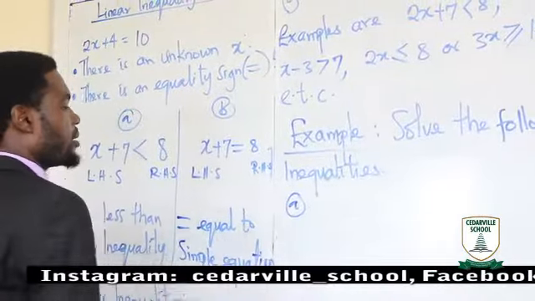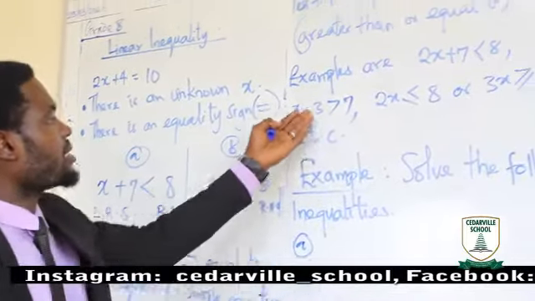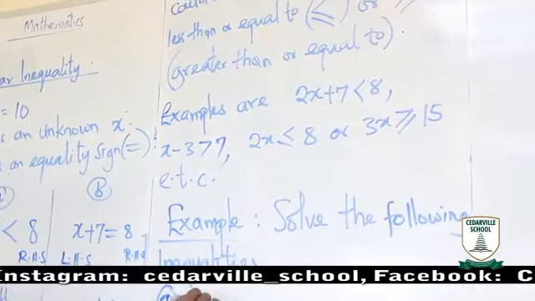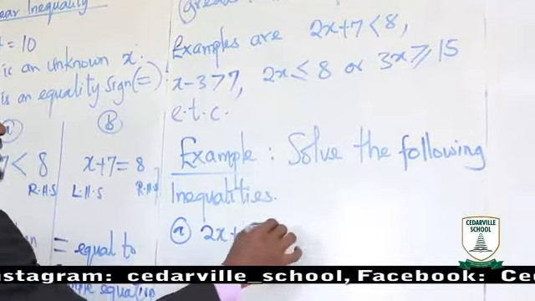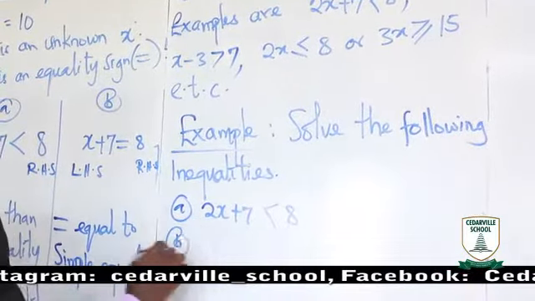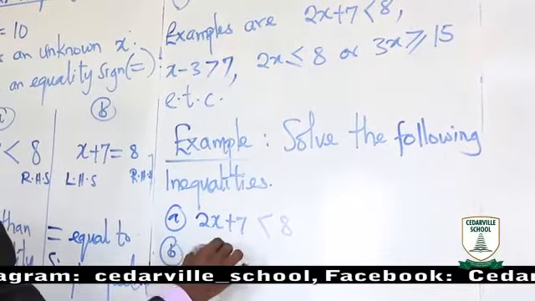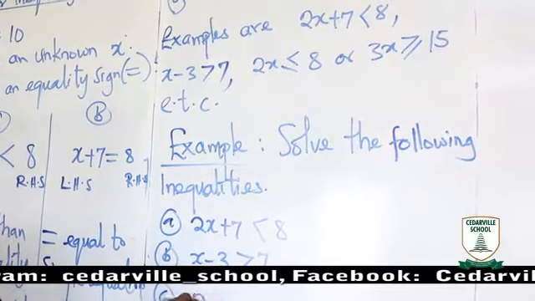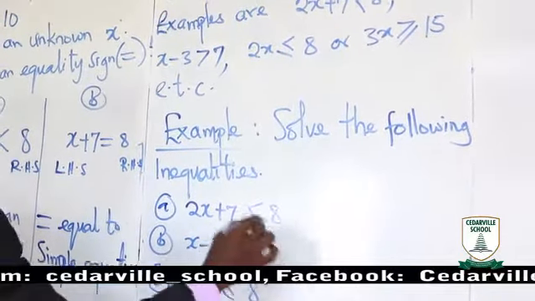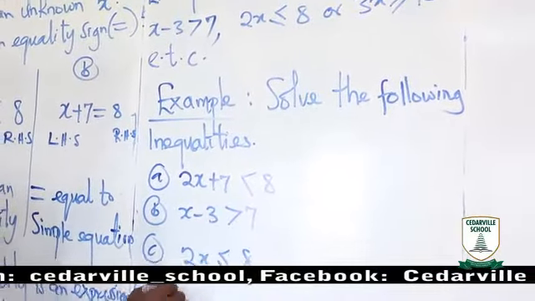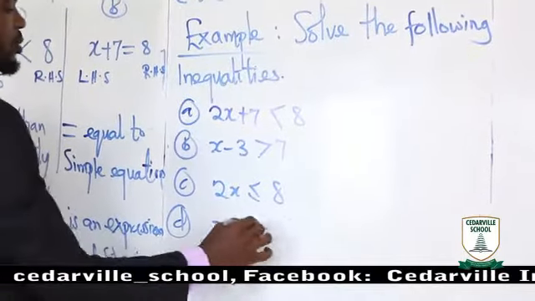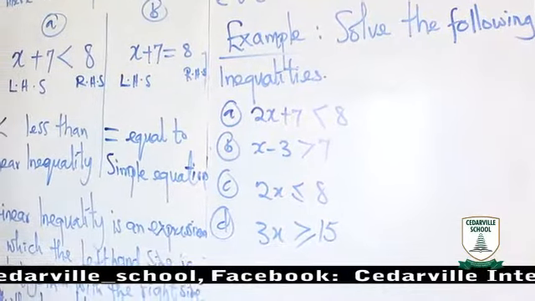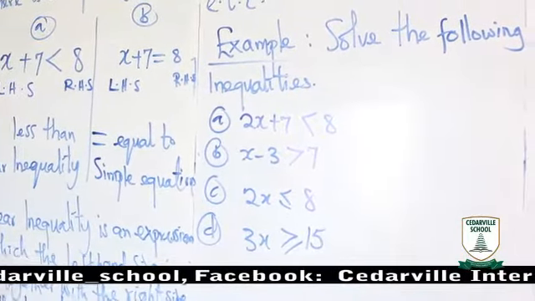So, A. I want us to look at these questions we use as examples here. 2x plus 7 less than 8. Then B. x minus 3 is greater than 7. C. 2x less than or equals to 8. Then D. 3x is greater than or equals to 15. So we want to solve these questions and provide solutions to them.